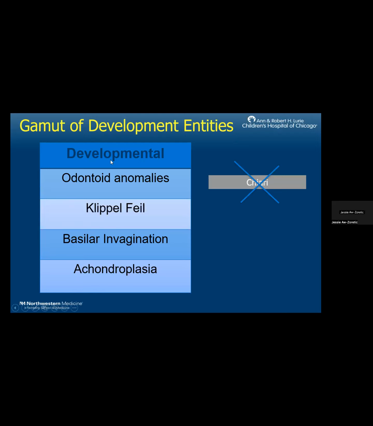This is what we're going to get through today: the gamut of developmental anomalies, predominantly the odontoid issues, Klippel-Feil, basilar invagination, and then we'll round off the talk with achondroplasia. We're not going to talk about Chiari's because I think that's a pretty well covered topic.